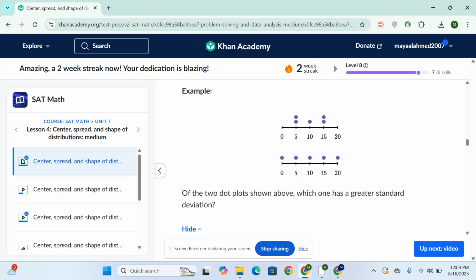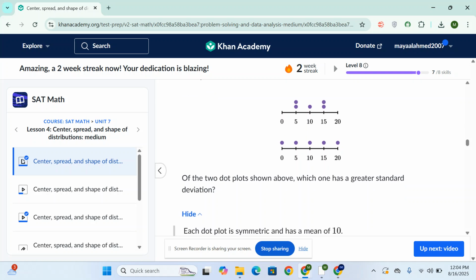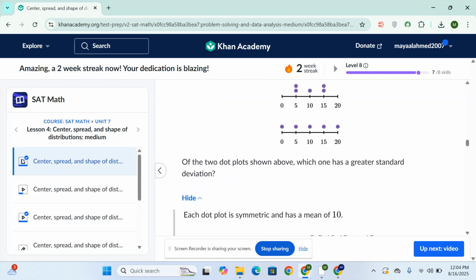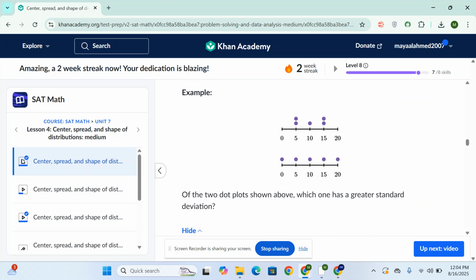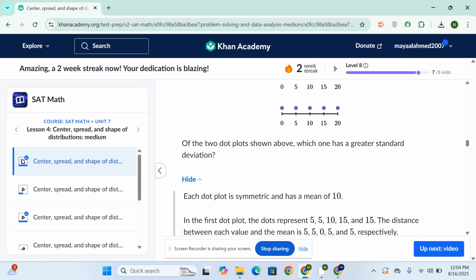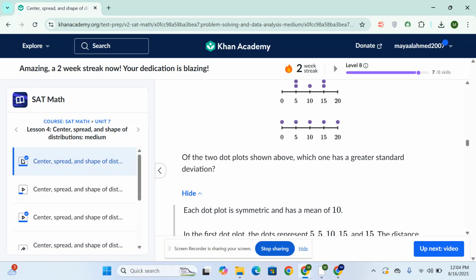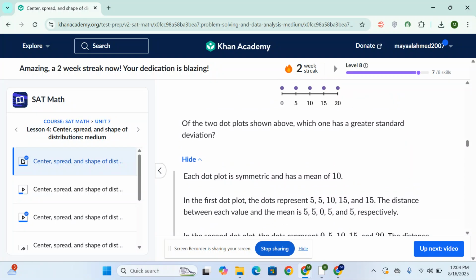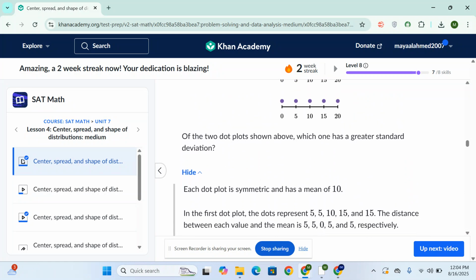However, for this second set of data, the smallest is 0, the largest is 20, and the average is 10. So the standard deviation is now 10. For the one above, it was 5, but for this one, it is 10. Because of that, we can understand that the standard deviation for the second one is larger than that of the one above.